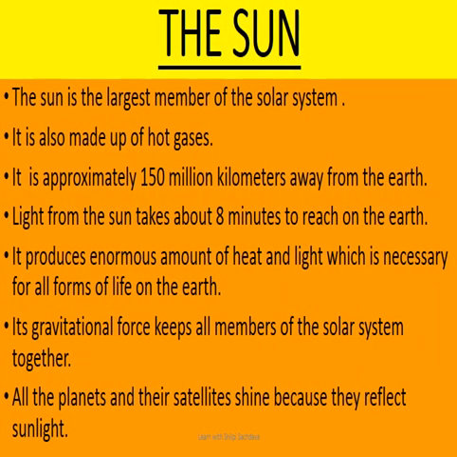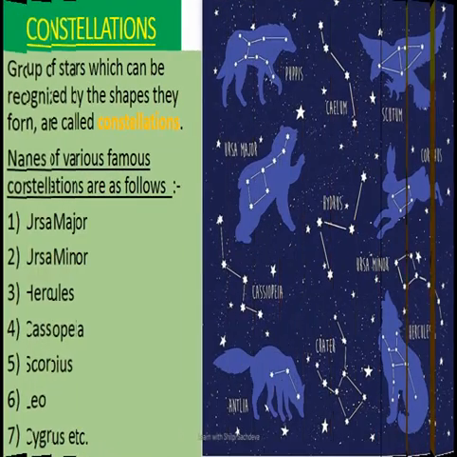Now, let us discuss the largest member of the solar system, that is the sun. It is also made up of hot gases. It is approximately 150 million kilometers away from the earth. Light from the sun takes about 8 minutes to reach the earth. It produces an enormous amount of heat and light which is necessary for all forms of life on the earth. Its gravitational force keeps all members of the solar system together, and the planets and their satellites shine because they reflect sunlight.